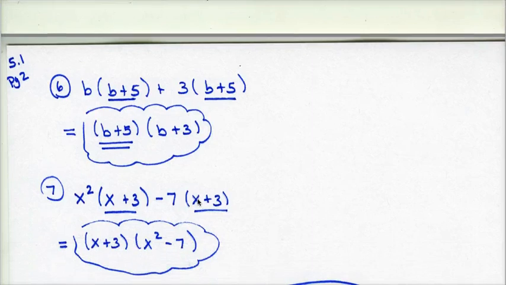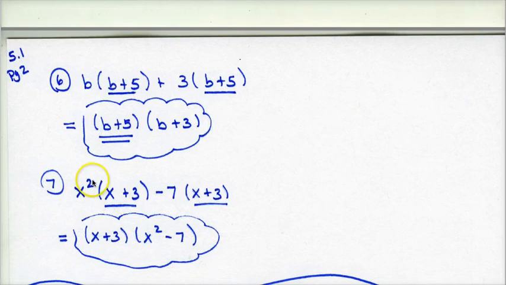Number 7 is very, very similar. So I've got an x squared times x plus 3 minus 7 times x plus 3. Look at the overall problem. Here's the first term. Here's the second term. What's common in both of those? I have just one of those x plus 3's in common. It doesn't say squared anywhere. There's just one x plus 3 that's in common.